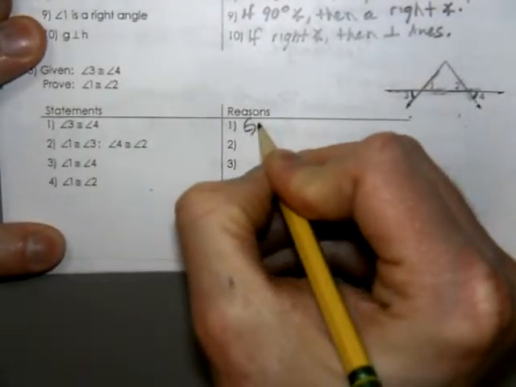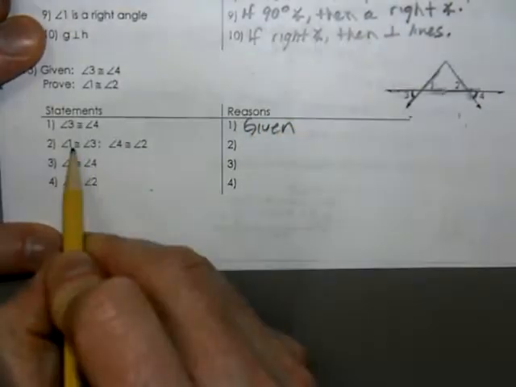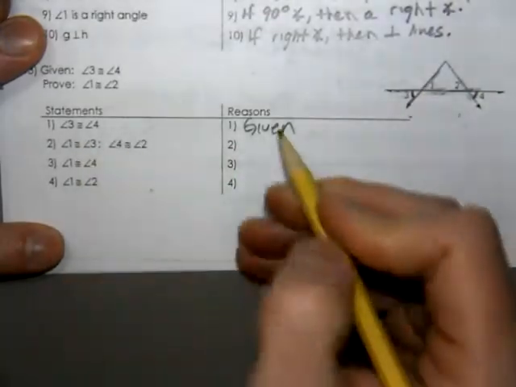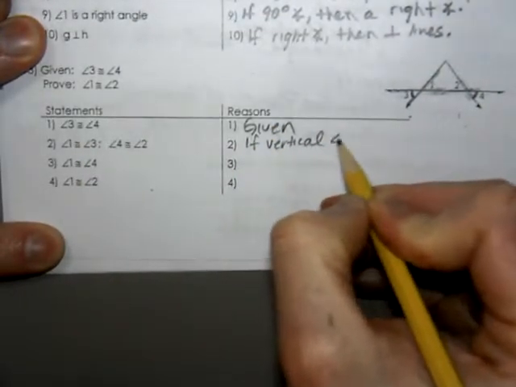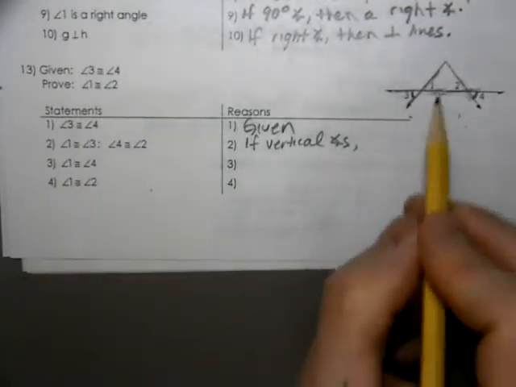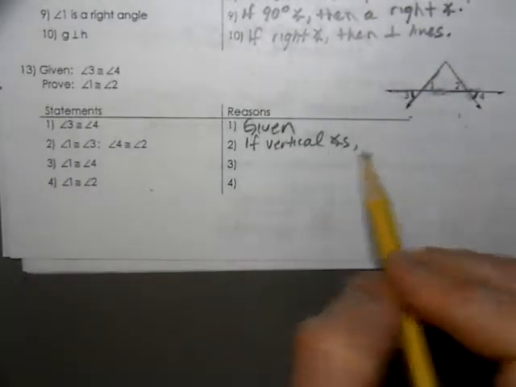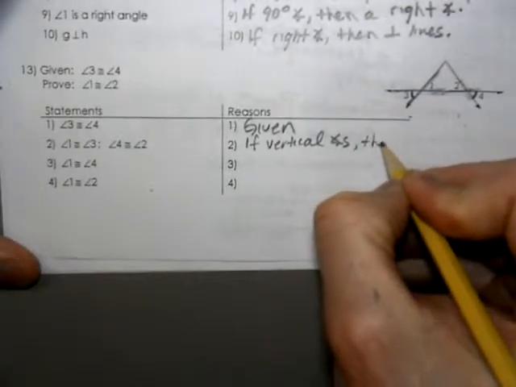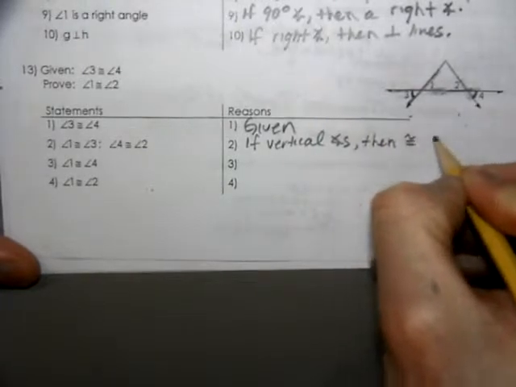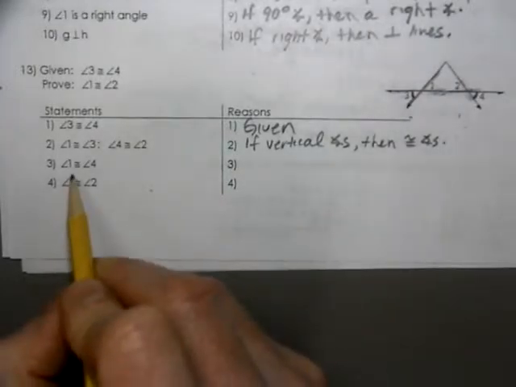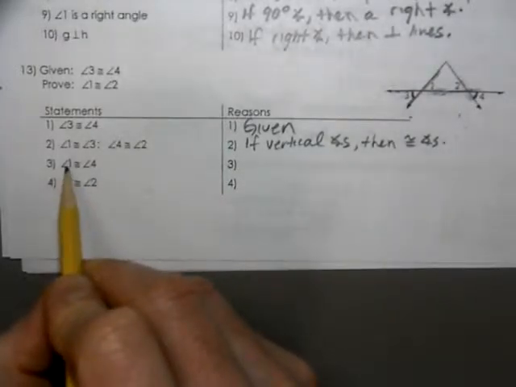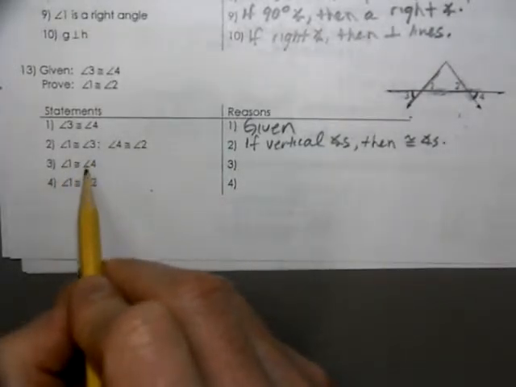So I have my given. 1 and 3 it says. So if vertical angles, this is the one example where the if is not written before it, but it's written up in the picture. If vertical angles, then congruent angles. Here we have angle 1 is congruent to angle 4.